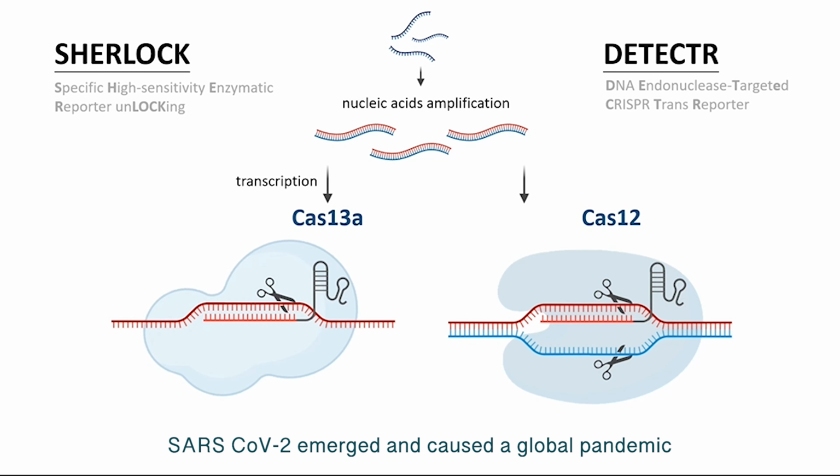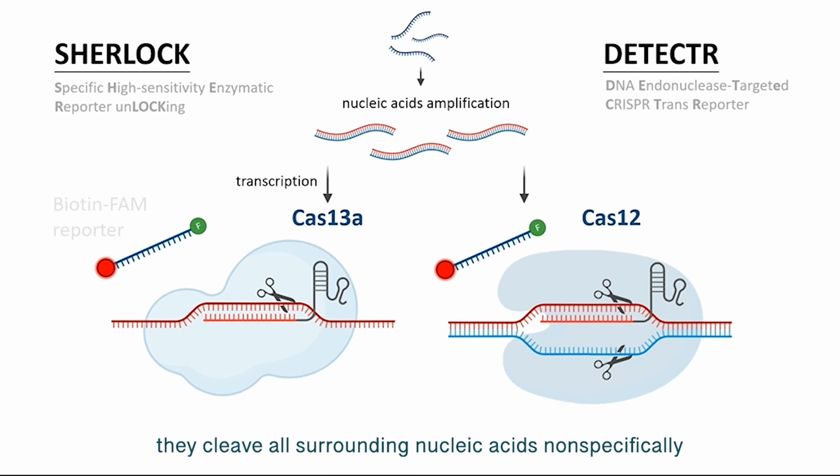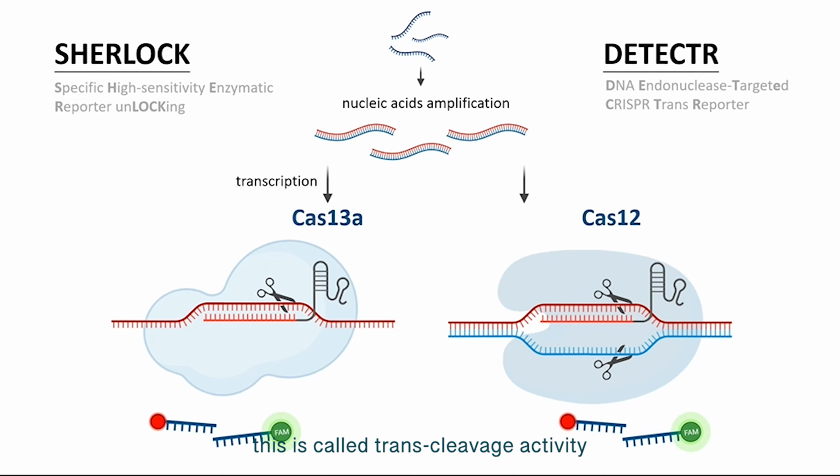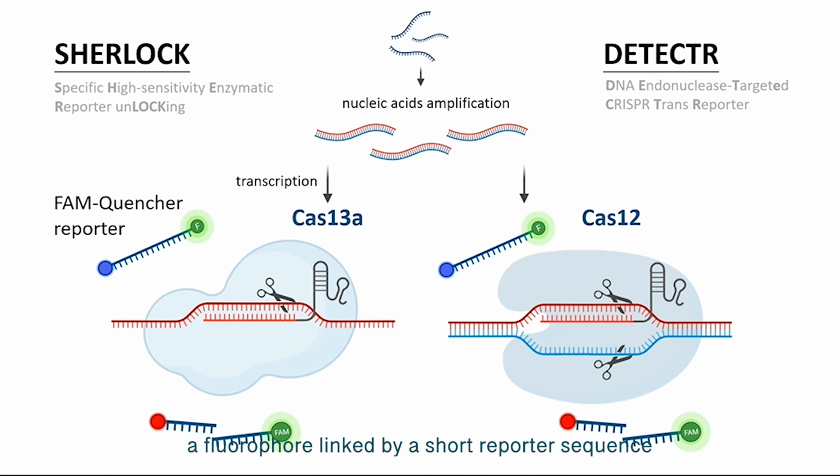In 2019, SARS-CoV-2 emerged and caused a global pandemic. Diagnostic assays have been developed for early diagnosis of viral infection. One assay uses Cas13a to detect RNA sequence. Another assay uses Cas12 to detect DNA sequence. The CRISPR-Cas complex binds to the target. Cas12 and Cas13 are then active, cleaving nucleic acids non-specifically. This is called trans-cleavage activity.